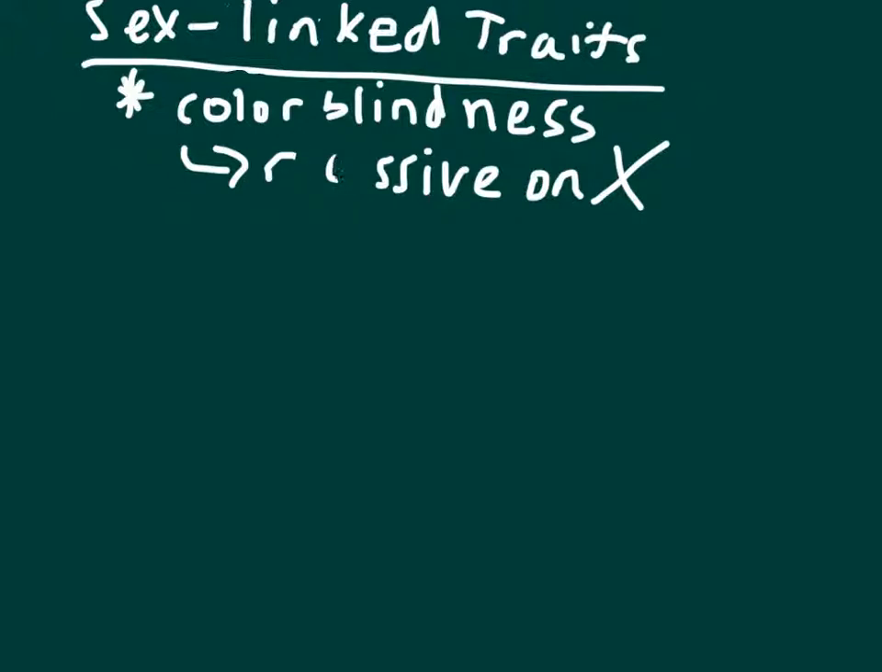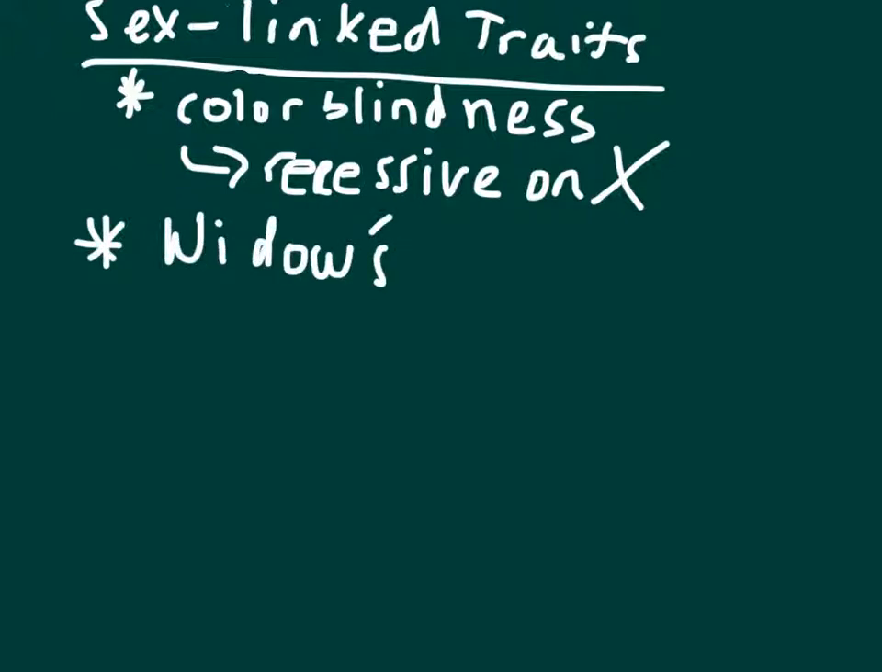Whether or not you have a widow's peak, so your hairline, is determined by the X chromosome. So whether or not your hairline recedes farther back on the sides, or your hair goes straight across your forehead. You'll notice everybody in your family is probably similar.